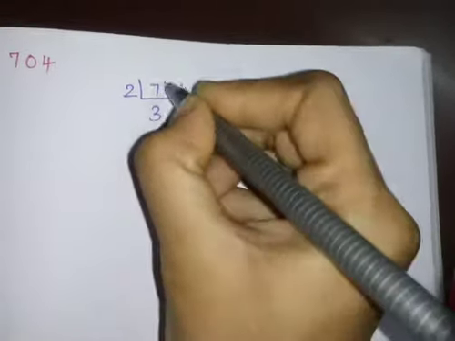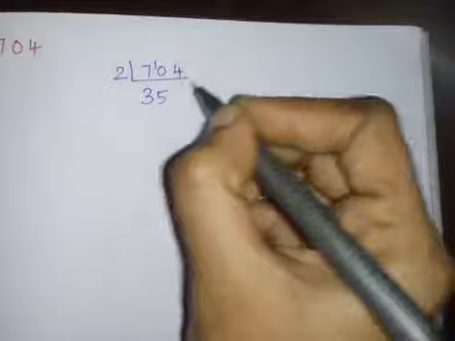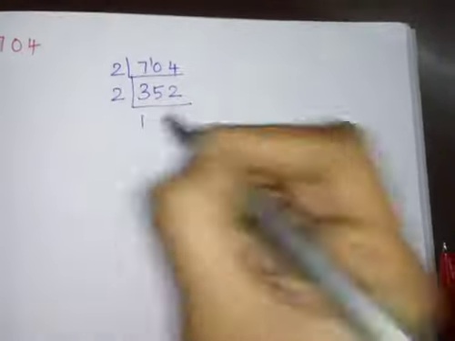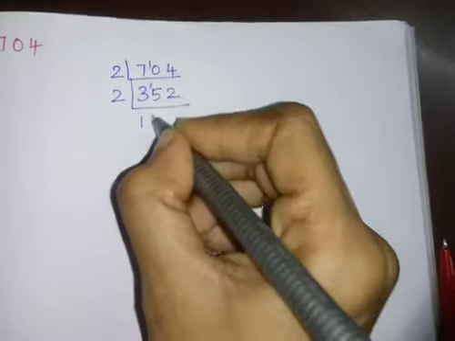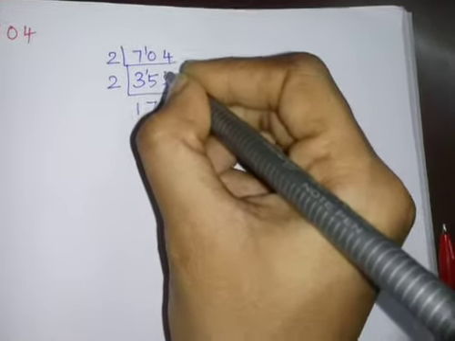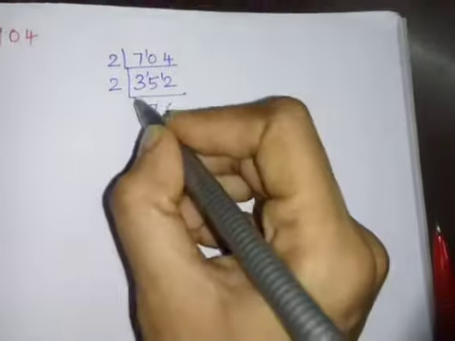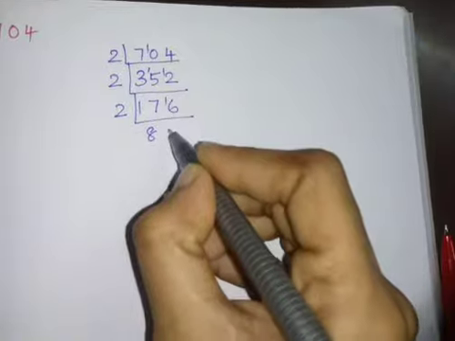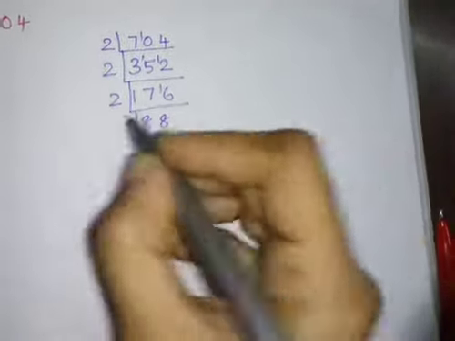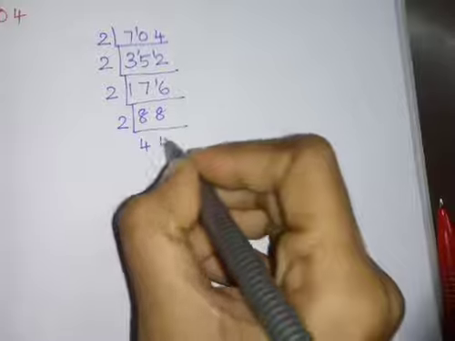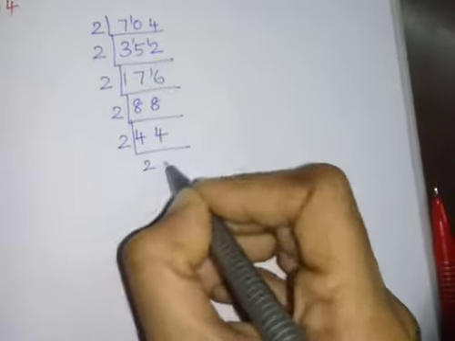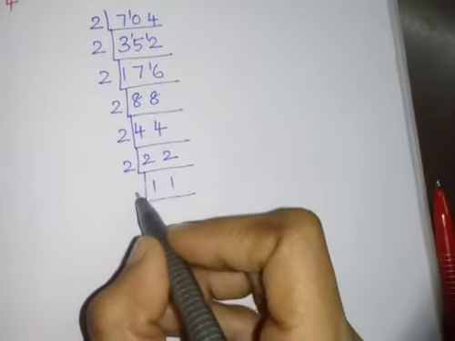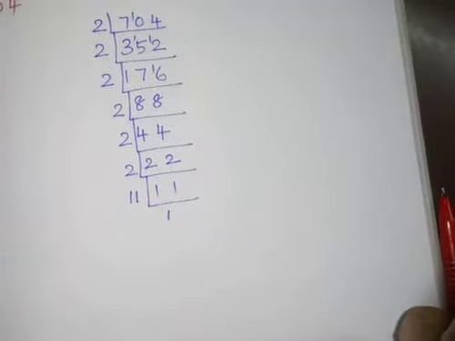2 3s are 6, remainder 1. 5 2s are 10, then 2 2s are 4. Then in 2 table, 2 1s are 2, remainder 1. 7 2s are 14, remainder 1. 6 2s are 12. Then in 2 table, 8 2s are 16, remainder 1. 8 2s are 16. Then again in 2 table, 2 4s are 8, 2 4s are 8. 2 table, 2 2s are 4, 2 2s are 4. 2 table, 2 11s are 22. Then 11th table, 11 ones are 11.